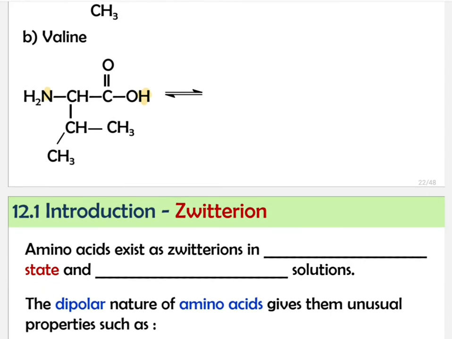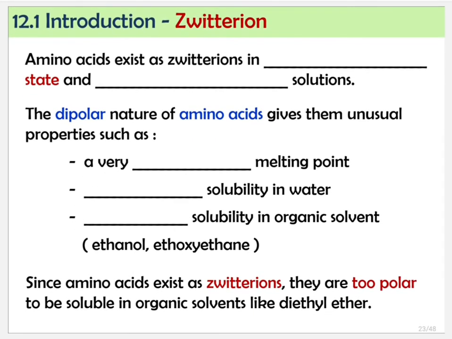Okay, jadi for the amino acid, dia akan exist sebagai Zwitterion, yang macam kita dah go through tadi, solid state. So, kalau dalam keadaan solid, will exist as the Zwitterion. And also in neutral solution. So in these two conditions, neutral solution and solid state, amino acid will exist as Zwitterion yang ada positif dengan negative charge.